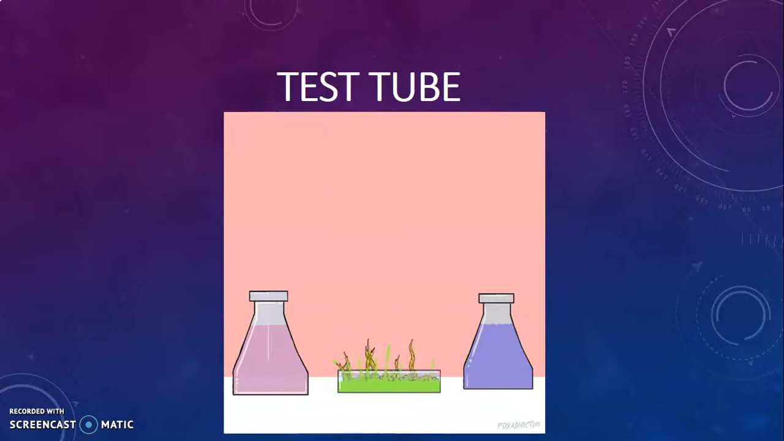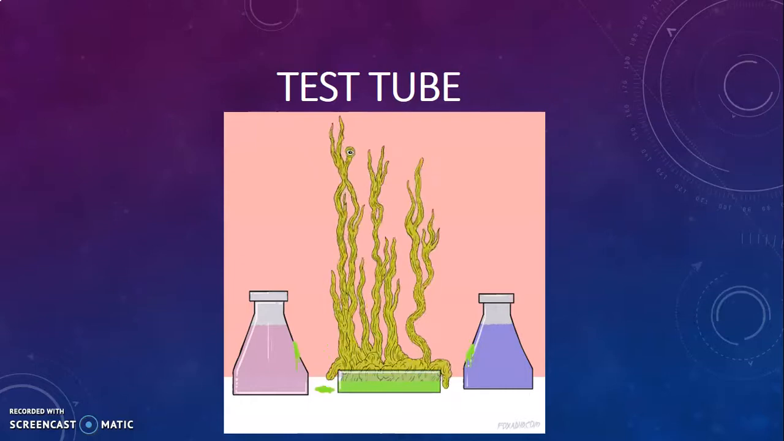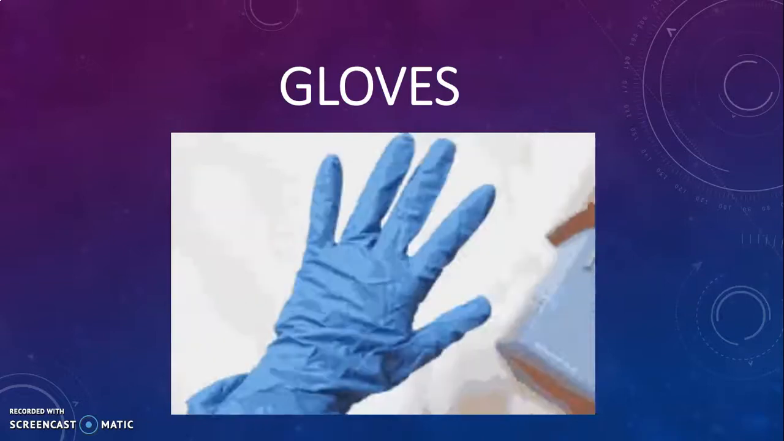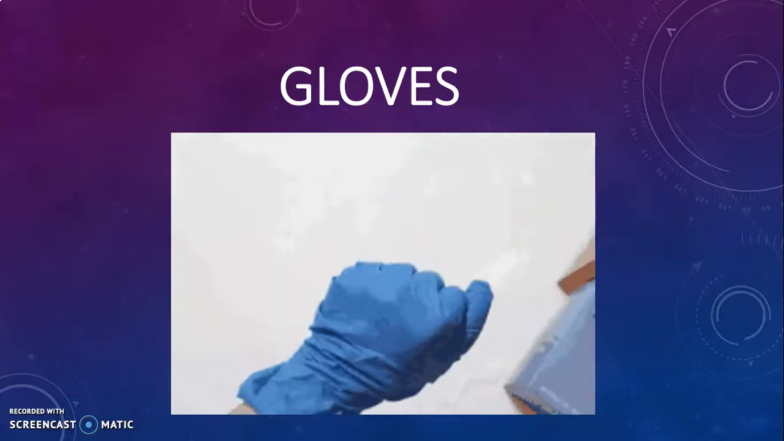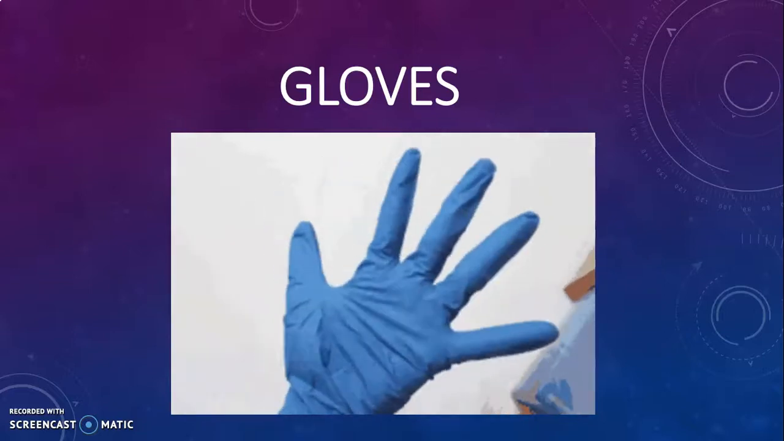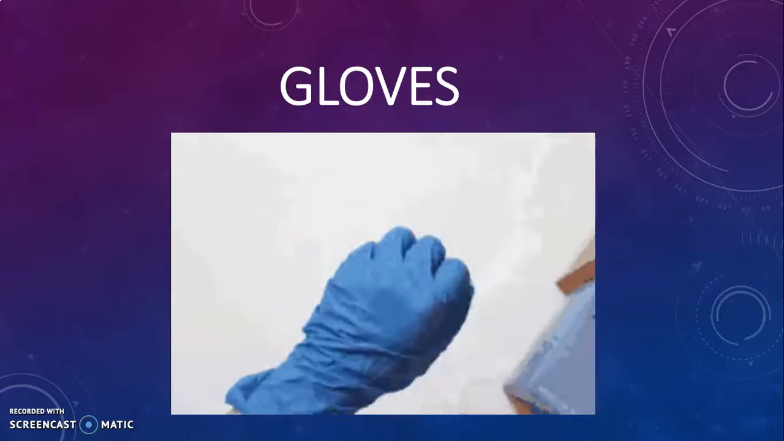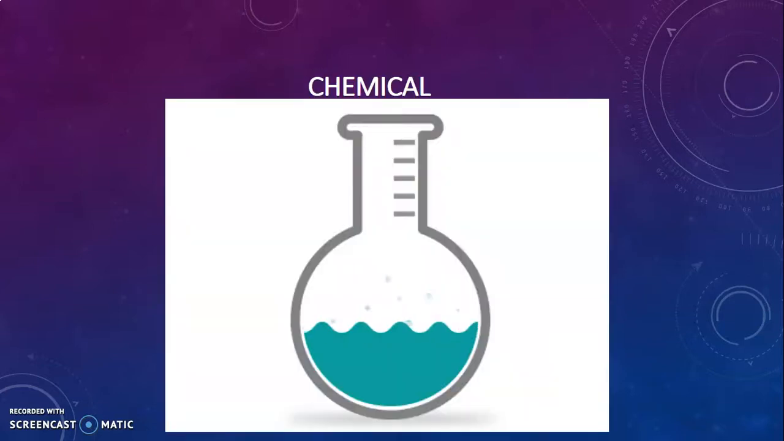The test tube is important because you put liquids and substances inside, right? The gloves are important tools that we use in the laboratory to protect our body, right? In this case, fingers and hands, when we use hot liquids or substances.